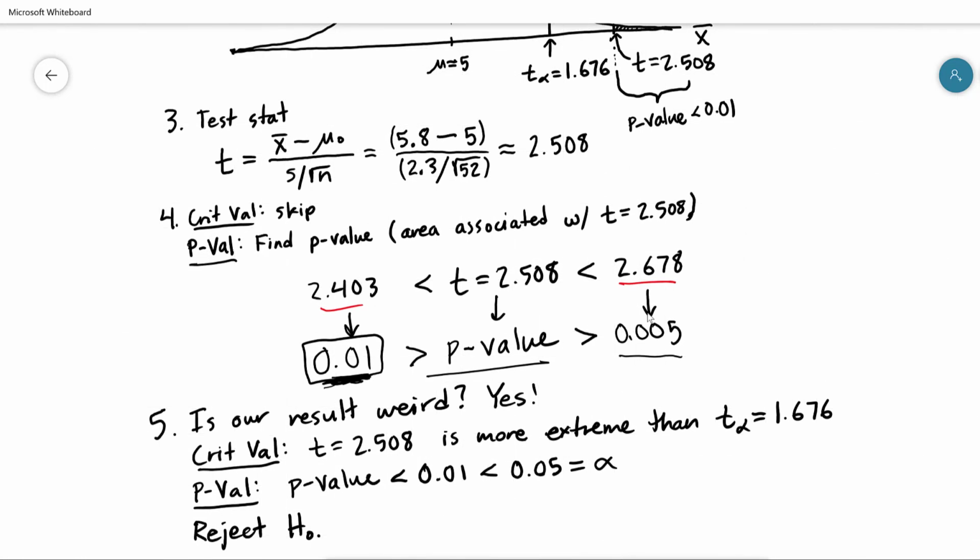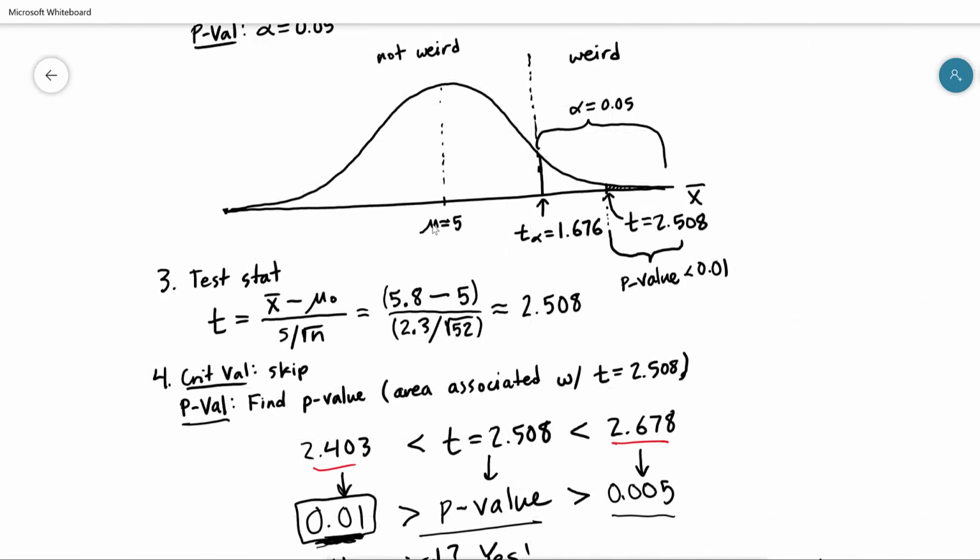Our result is only weird assuming that this is where the center of the curve is. If this is the center of the curve and our result's way over here to the right, it's a weird result. But if the center of the curve was actually way over here, if this was what our curve looked like instead, well, now this result right here is kind of close to the middle. It's not that weird of a result. And so that's what we're going to see in this particular case.